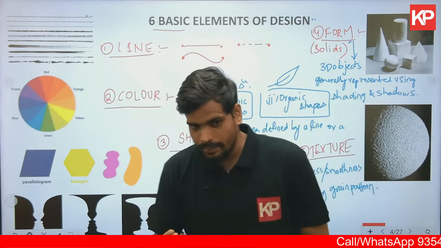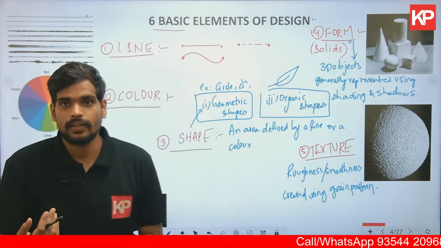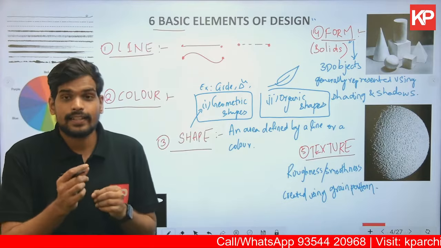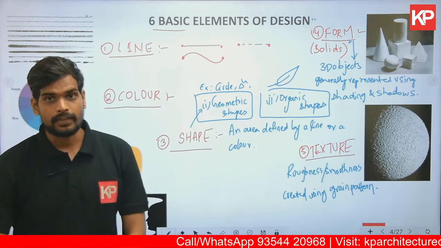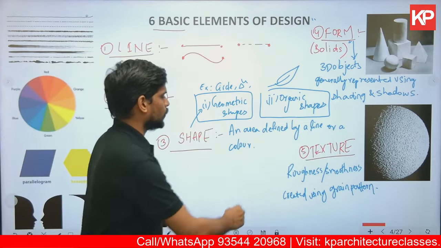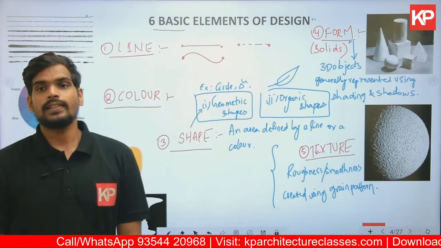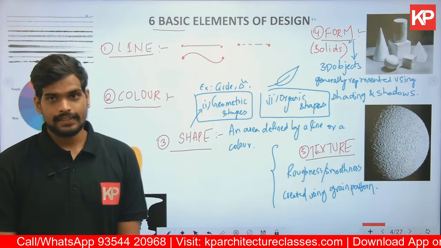So if you're using a grain pattern with small dots, it creates a smooth texture. If you're using a grain structure in such a way that the grains are slightly larger in size, you can create a rough texture. Texture is roughness or smoothness which is created using grain size or grain pattern. So that is the fifth element of design, that is texture.